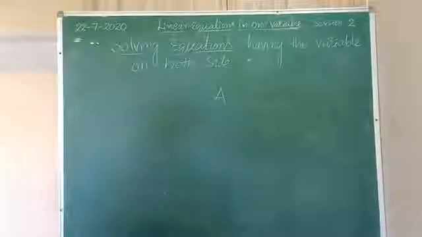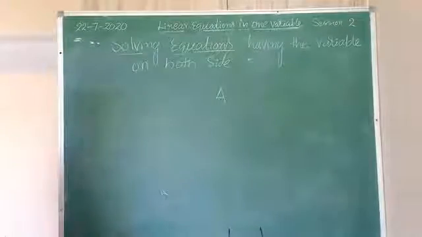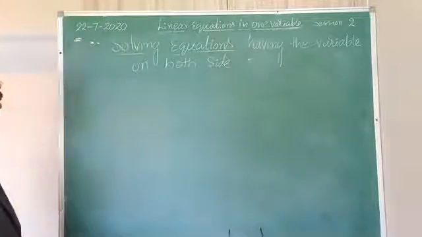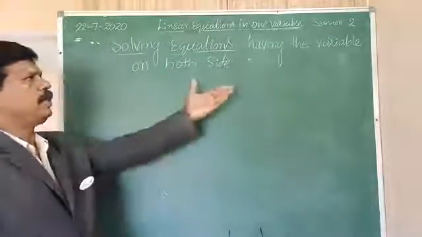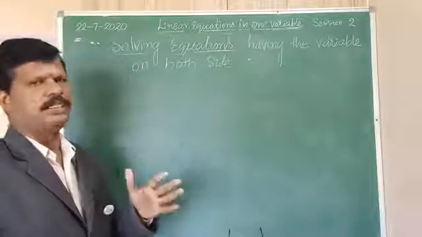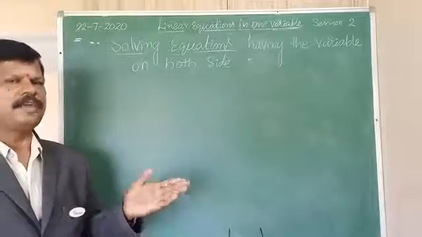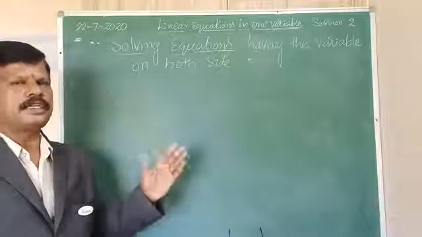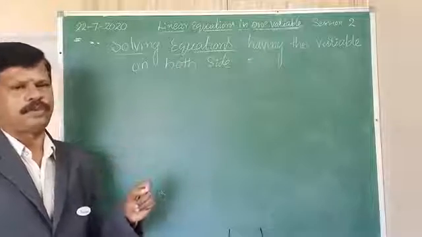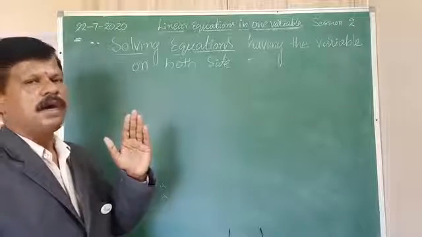Now the second concept, solving equations having the variable on both sides. In the previous one, the variables are only on one side. Now here what we have to consider, first we should keep the variables on one side. That means shift the variables to one side. Keep one thing in your mind: the variable should be positive. So you should transfer the unwanted things.